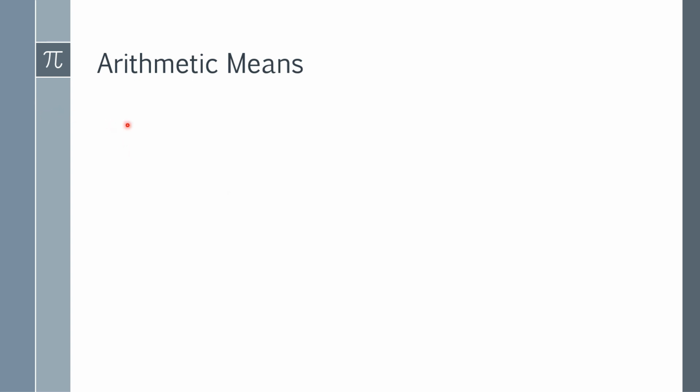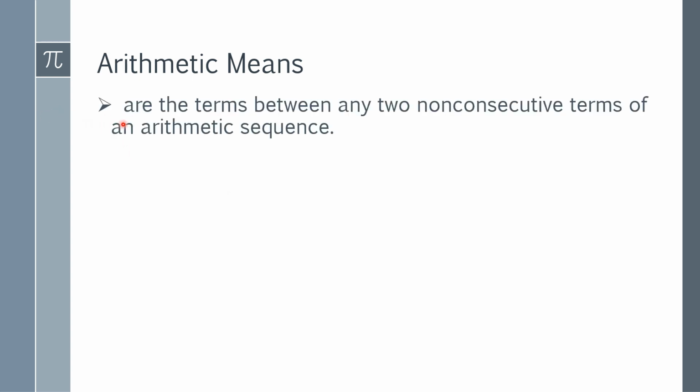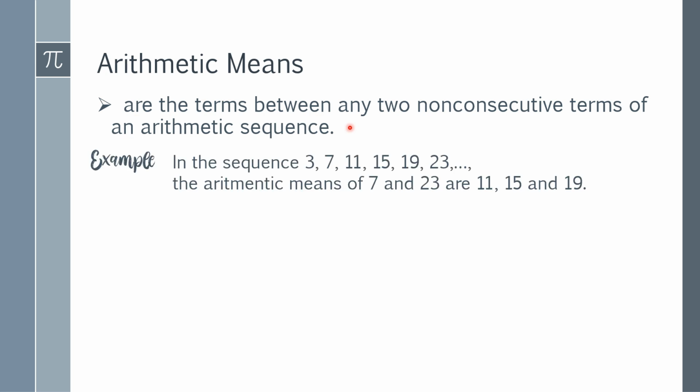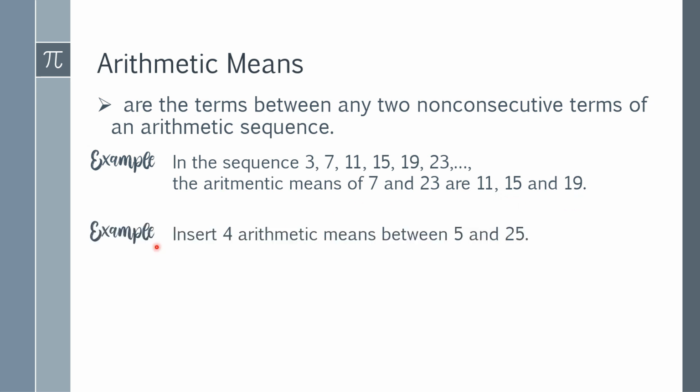Now what is arithmetic means? These are the terms between any two non-consecutive terms of an arithmetic sequence. Now example, in the sequence 3, 7, 11, 15, 19, and 23, the arithmetic means of 7 and 23 are 11, 15, and 19. Now another example, insert 4 arithmetic means between 5 and 25.